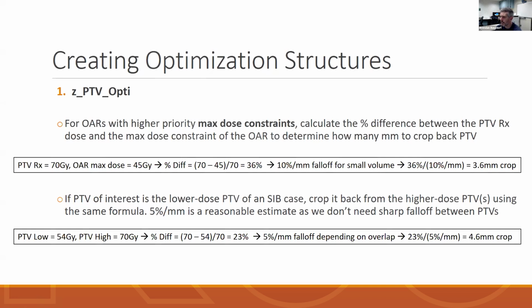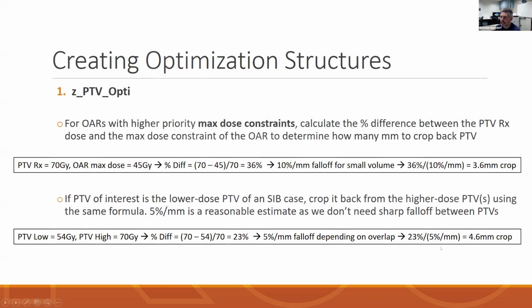So let's say we have a PTV low, which is prescribed to 54 gray, that overlaps with a PTV high prescribed to 70 gray. So the percent difference between those two is 23%. And if we can achieve 5% per millimeter fall off, then 23% divided by 5% per millimeter is a 4.6 millimeter crop. So we would want to crop back the PTV low from the PTV high by an additional 4.6 millimeters.